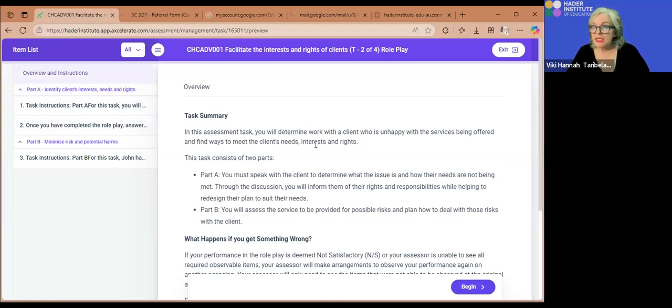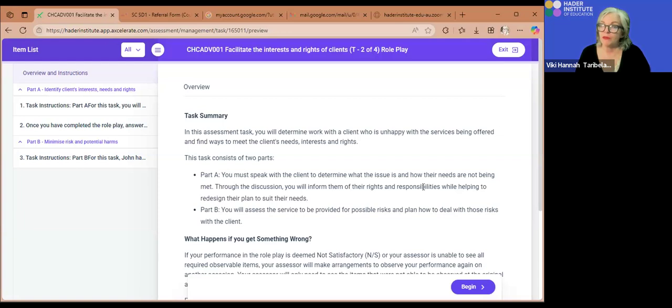So in this assessment task, you will work with the client who is unhappy with the service being offered and find ways to meet the client's needs, interests, and rights. We spoke about that through our slides. The first part consists of two parts, part A and then part B. Part A is you must speak with the client to work out what the issue is, what is happening for them, and how their needs are not being met.